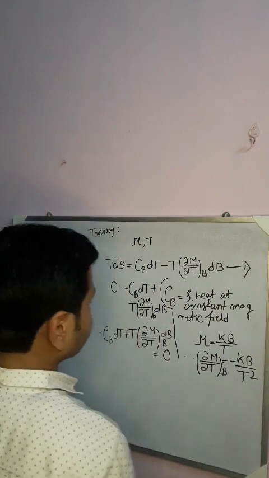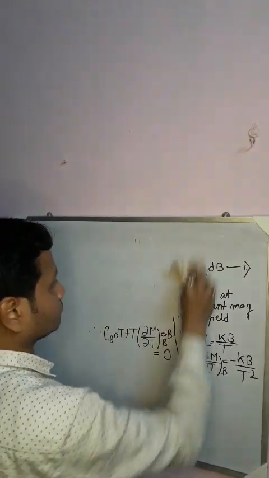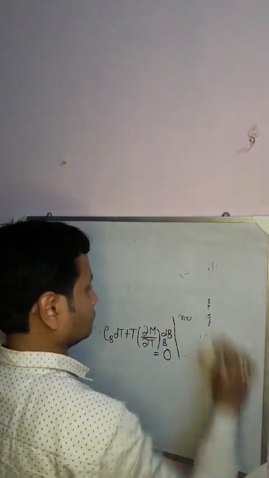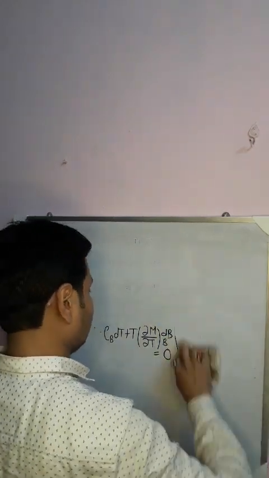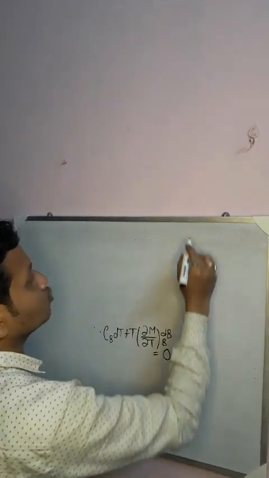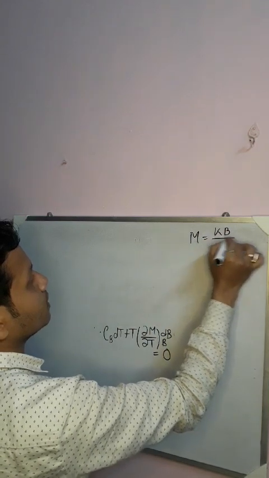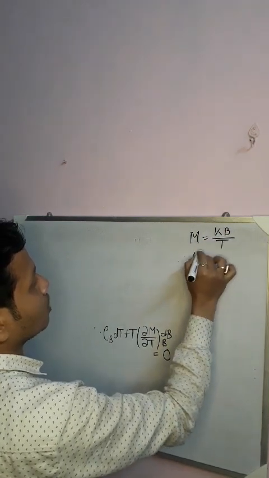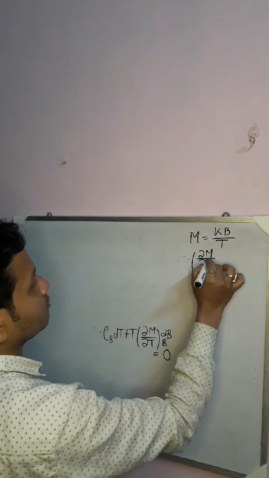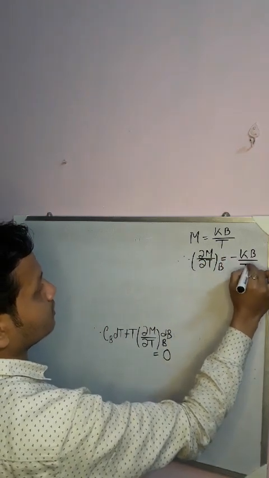As I told earlier, a paramagnetic substance obeys Curie's law. So M equals KB by T. So what will be my (del M/del T) at constant B? This is simply minus KB upon T squared.